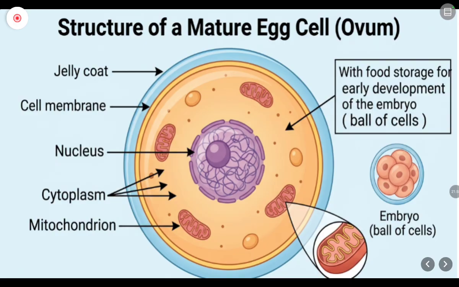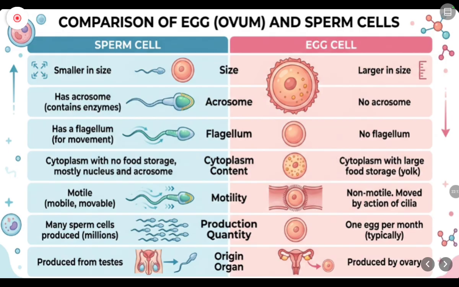So this cytoplasm that you can see in here, what does it contain? It contains food storage for the early development of the embryo, or ball of cells. So the cytoplasm contains a food storage. Now moving on to the comparison between egg cells and sperm cells.